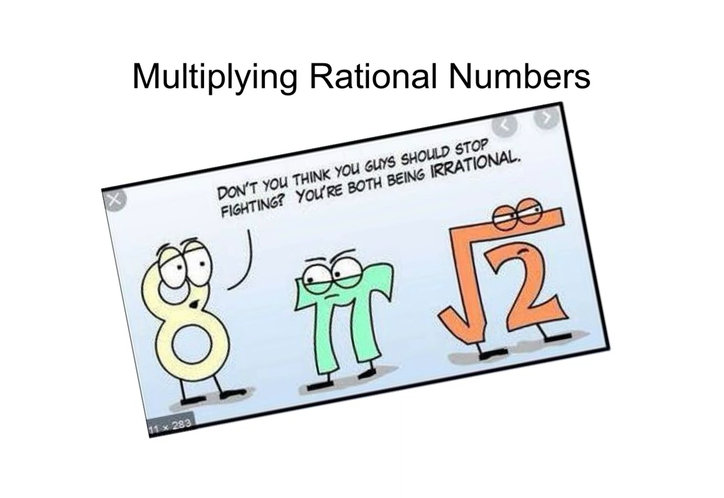Take a look at the comic here for those of you who get it. "Don't you think you guys should stop fighting?" "You're both being irrational. Pi is 3.14, on and on and on. The square root of 2 is an irrational decimal that doesn't terminate or repeat. And 8 is a whole number that is rational." So, yeah, kind of not funny.